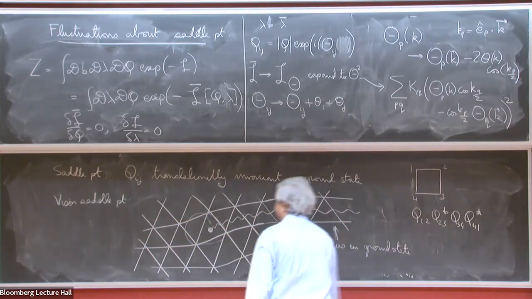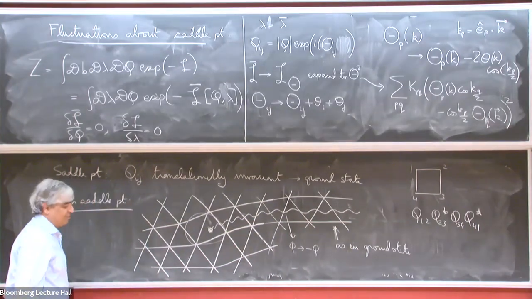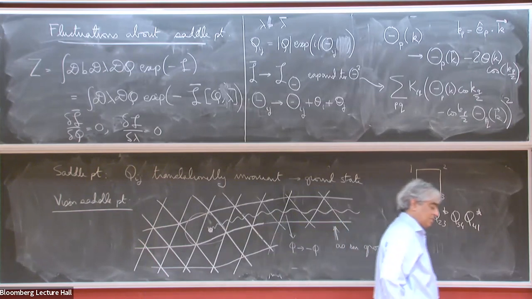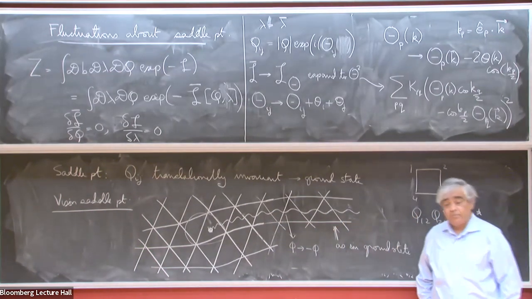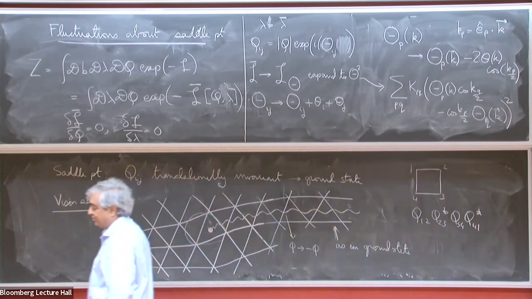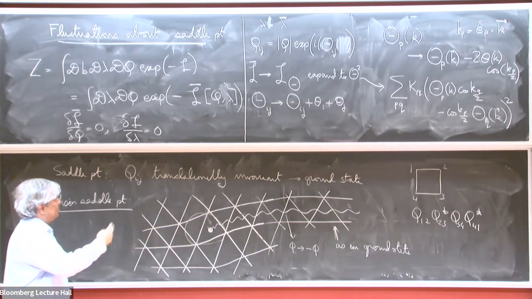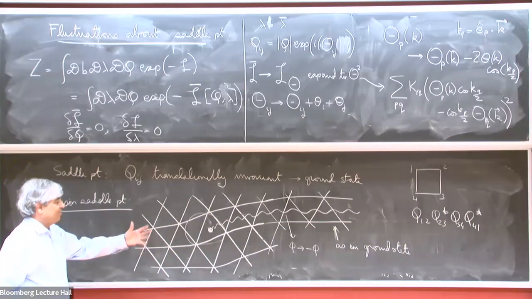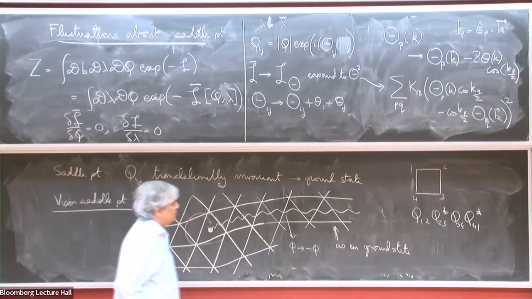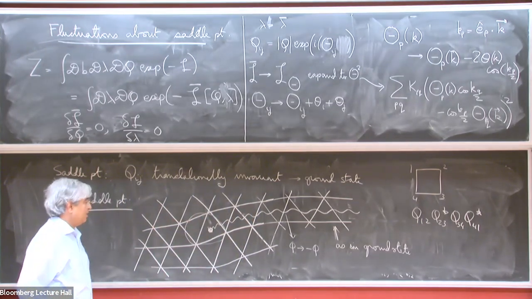All right, and this is obviously then the vison saddle point. It's stationary, costs a finite amount of energy. In that sense, it's similar to the m particle of the toric code that also is stationary and has a finite amount of energy. But when you do corrections, you're going to find that it has a finite mass, and those are of course harder things to compute. That's where the Z2 gauge theory will come in.